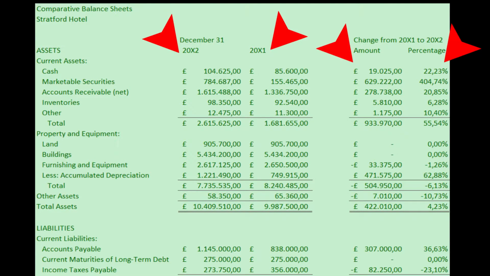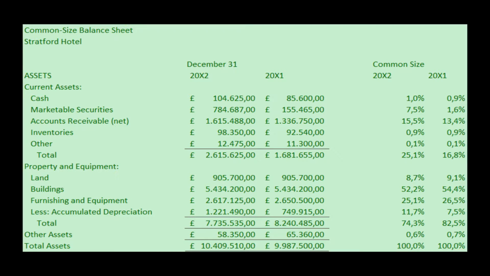The first one is the horizontal analysis. It calculates dollar and percent changes for two accounting periods. Statements using horizontal analysis are also called comparative statements. The second one is vertical analysis. It reduces balance sheets and income statements to percentages. Statements using this analysis are also called common size statements.